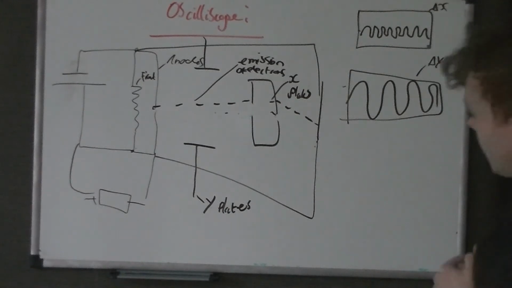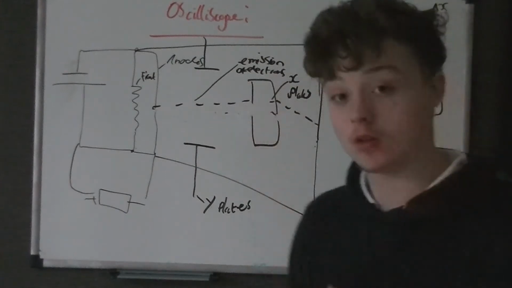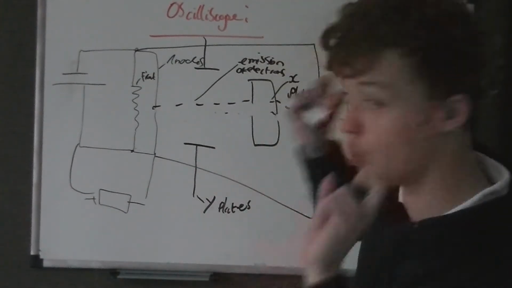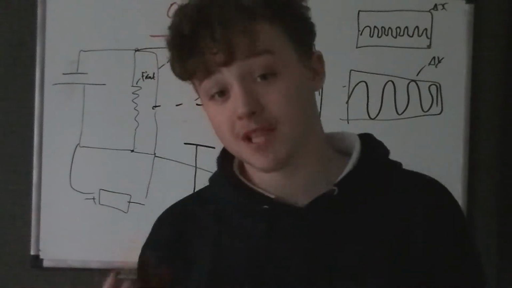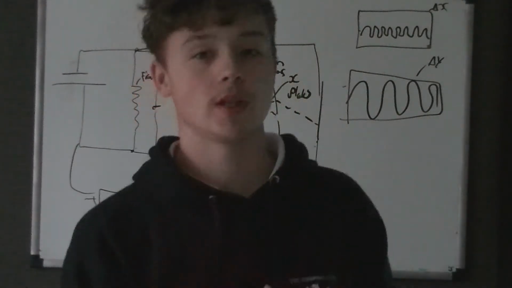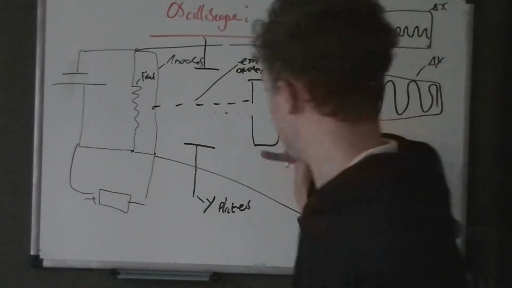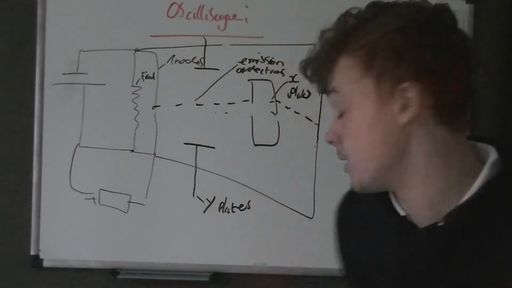So if we want to increase the vertical height, the amplitude of these waves, then we increase the potential difference in the Y plates, which are these two. If we want to increase the frequency, we increase the X plates potential difference.